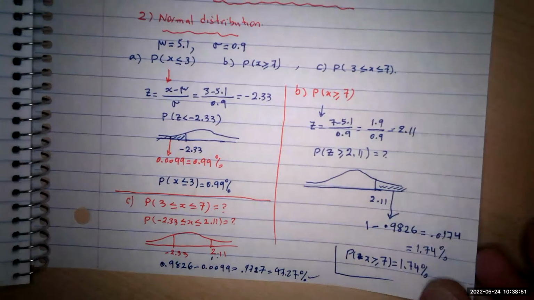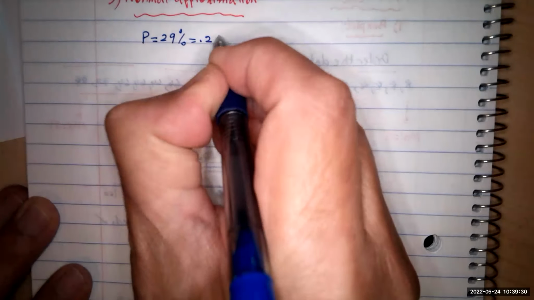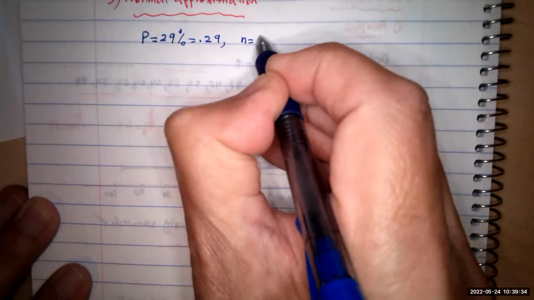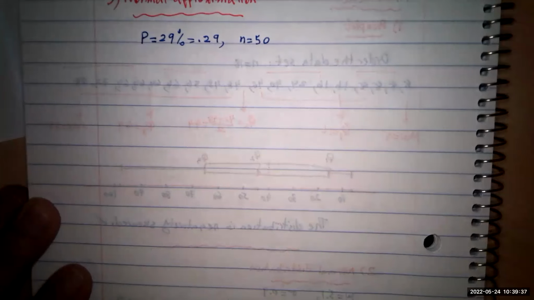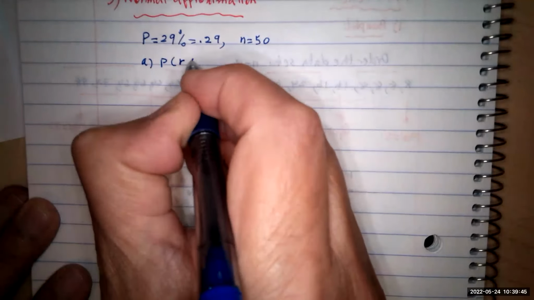So for the normal approximation, a binomial case would be given to you. You read it carefully. In this case, we did this one before, the record of your payment. Some people are going to be late. The probability that a payment would be late is the probability of success, if you like. P is 29%, which is 0.29, and we have a sample of 50 people. We want to find, since it's a binomial distribution, you have to go with R, at least 20 people.